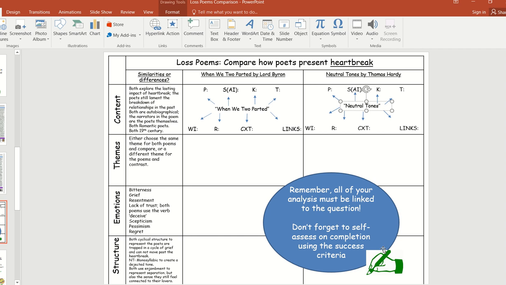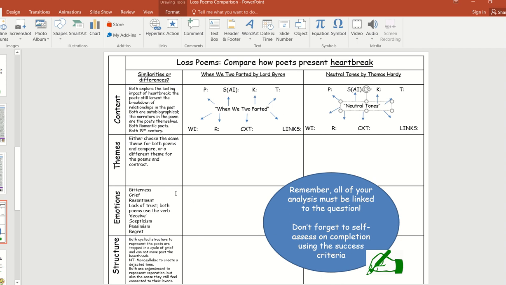And then for Neutral Tones, we've got this idea of a pond on a winter's day. So the poem starts with Hardy thinking about that relationship ending on a pond on a winter's day, and then it ends with a pond on a winter's day. And the final stanza is in the present tense, and it's Hardy stating that whenever he thinks about love, all he can remember is that moment on that pond on that winter's day of that relationship ending, because it has been so traumatic for him. And that is the essay plan.